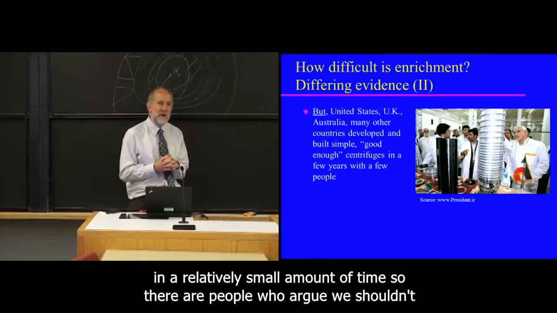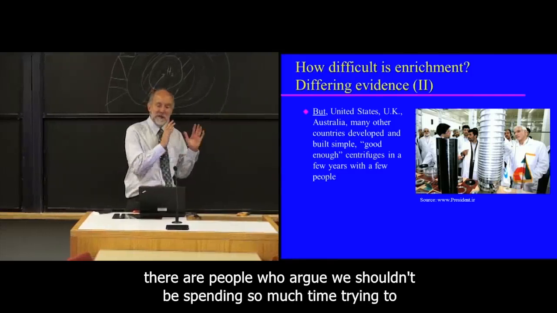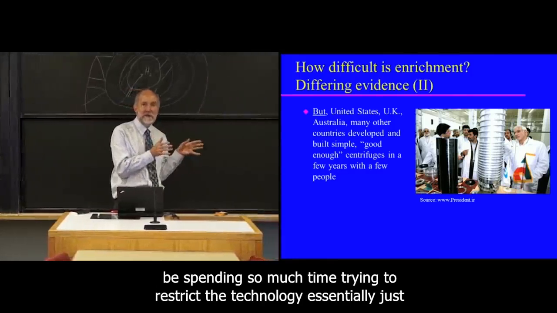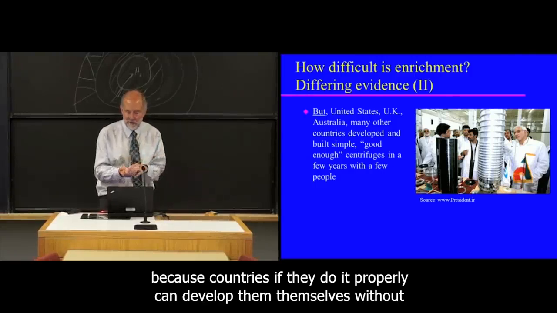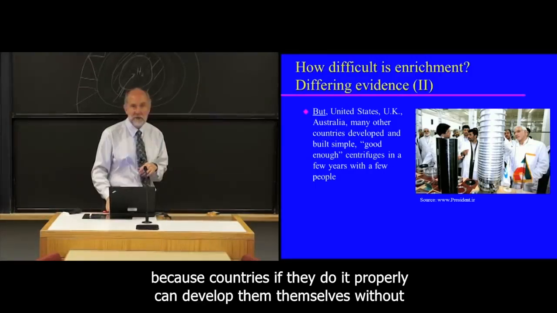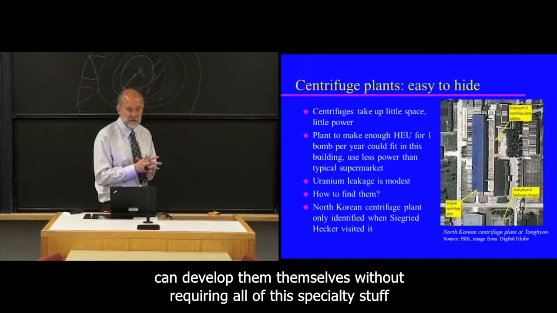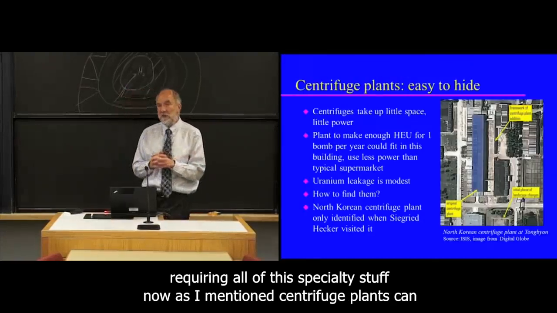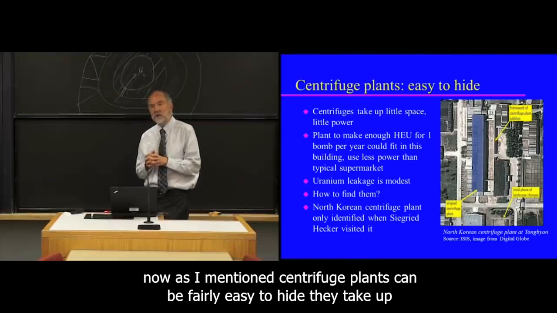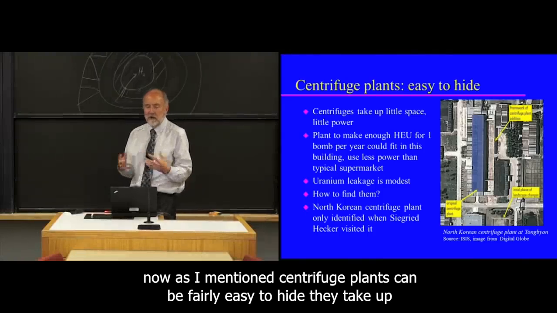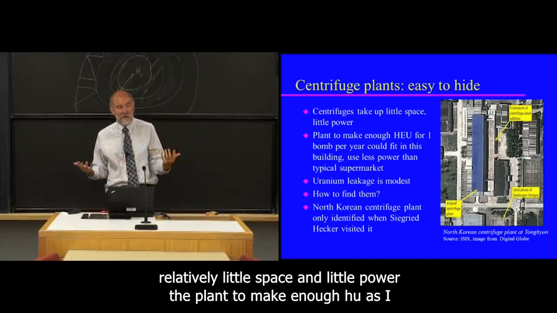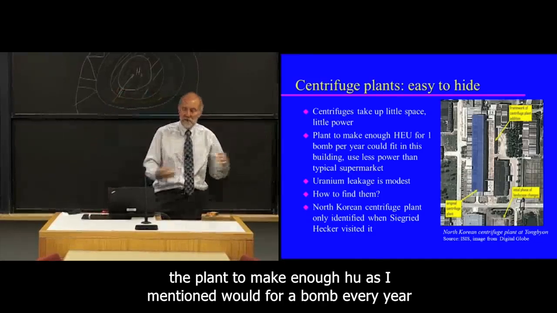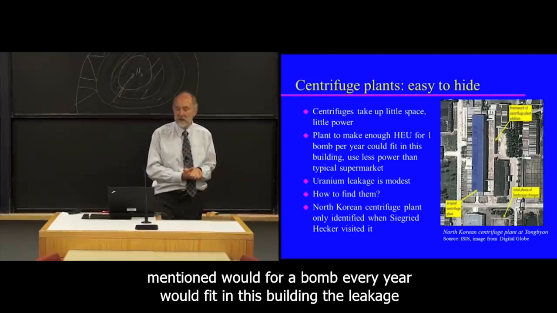So there are people who argue we shouldn't be spending so much time trying to restrict the technology of centrifuges, because countries, if they do it properly, can develop them themselves without requiring all of this specialty stuff. Now, as I mentioned, centrifuge plants can be fairly easy to hide. They take up relatively little space and little power. The plant to make enough HEU, as I mentioned, for a bomb every year would fit in this building.